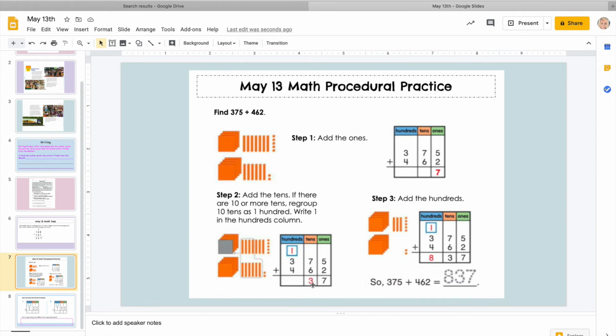So here we had 3 ones. We traded in those 10 tens for another 100. So we had to regroup, and we added that 1 over to the hundreds column. Now we can move on to step 3, where we're going to add the hundreds.